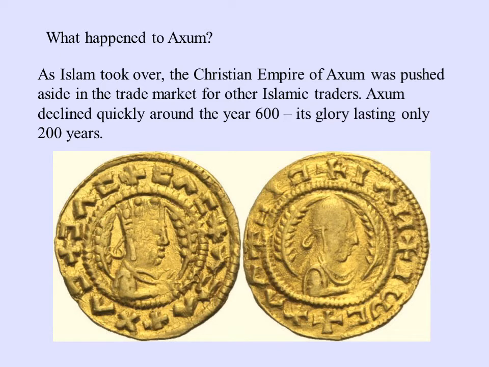Islam's going to take over. The Christian empire of Axum is pushed to the side because of the trade market, just like I said. Axum is going to decline very, very quickly around the year 600. And so they were only a powerhouse, and yes, they were indeed a powerhouse, for about 200 years. So Islam really ran them into the Ethiopian highlands. So Axum is still there as a place today, and the people that were the original Axum people, their relatives are still around in the Ethiopian highlands.